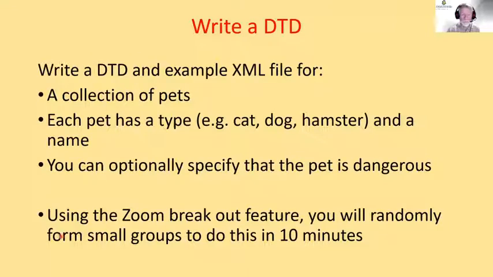I'd like you to write an XML file with a document type definition and show how you could create it. Now, the file is supposed to hold a bunch of pets. Each pet has a type, an animal name, and a name like George or Lassie or Rin Tin Tin. And then also, you need to specify occasionally whether that type of pet is dangerous. Okay, everybody understand what we're trying to do?